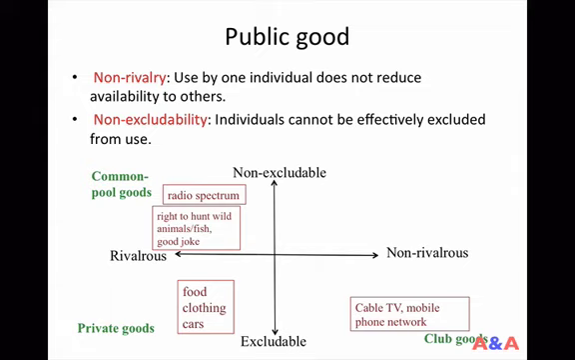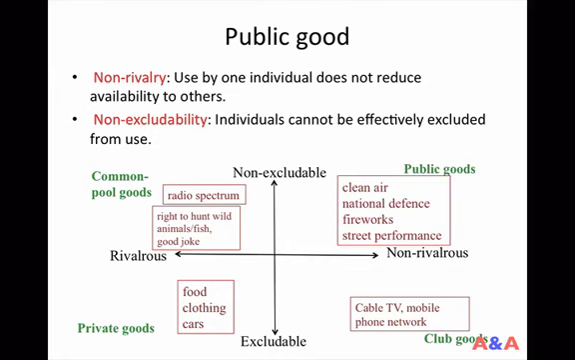Now I guess you know where we are going. Some goods are non-rivalrous and non-excludable. And these goods are called public goods. Examples are clean air, national defense, fireworks, street lamps, and street performance. If there is clean air, everyone can enjoy it. And you cannot say, hey, you didn't pay, so you shouldn't enjoy this clean air. You cannot say that. So clean air is non-rivalrous, non-excludable, so it is public good.